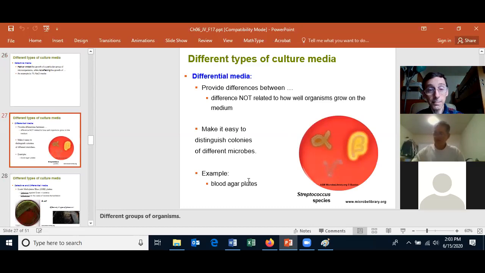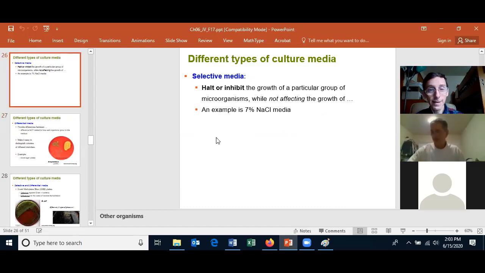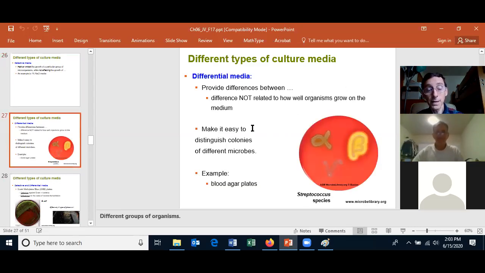Okay, let me state this. Selective media is where you can grow certain organisms on it and other organisms don't grow or at least grow poorly. There's also differential media, and this allows us to see differences between different species. It has a chemical in it, or more than one, that reacts differently to different species, and then that chemical shows up differently on the plate. Does that make sense?